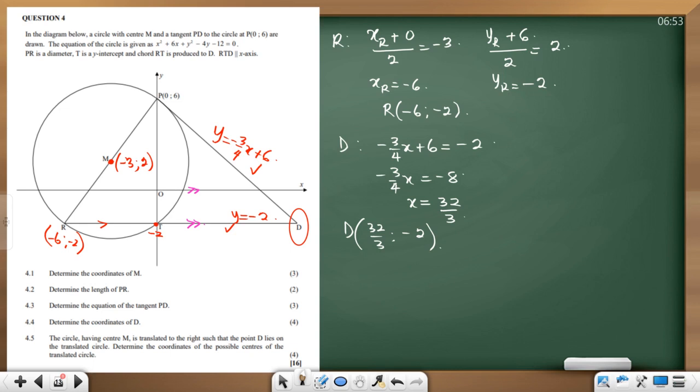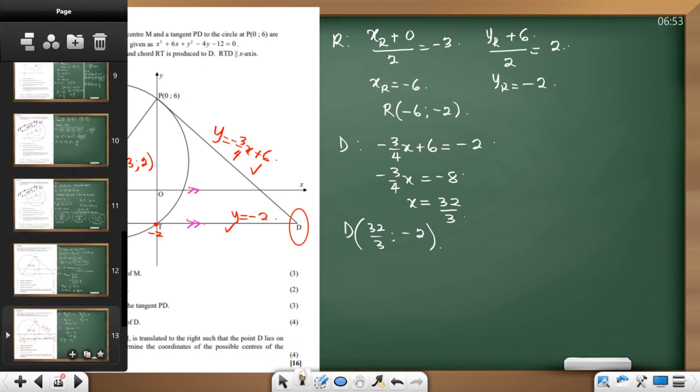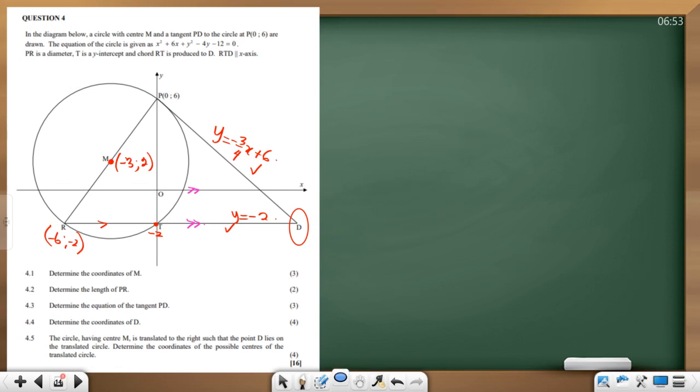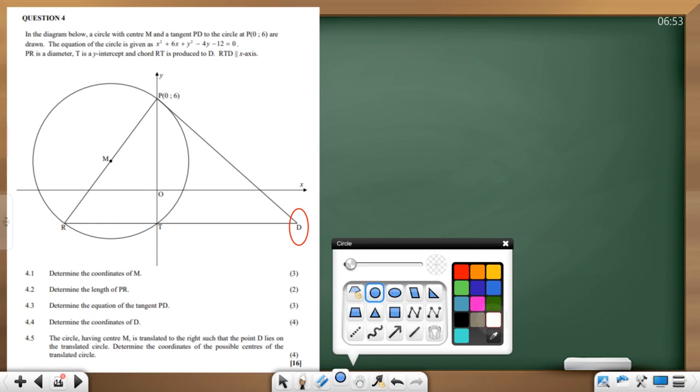Let's look at the last one now. The circle having center M is translated to the right such that point D. I need to get a fresh page to analyze this one. I'm going to clean this because I want to work on the diagram. Where's my eraser? Okay. The circle having center M is translated to the right such that the point D lies on the translated circle. Let me do that here.